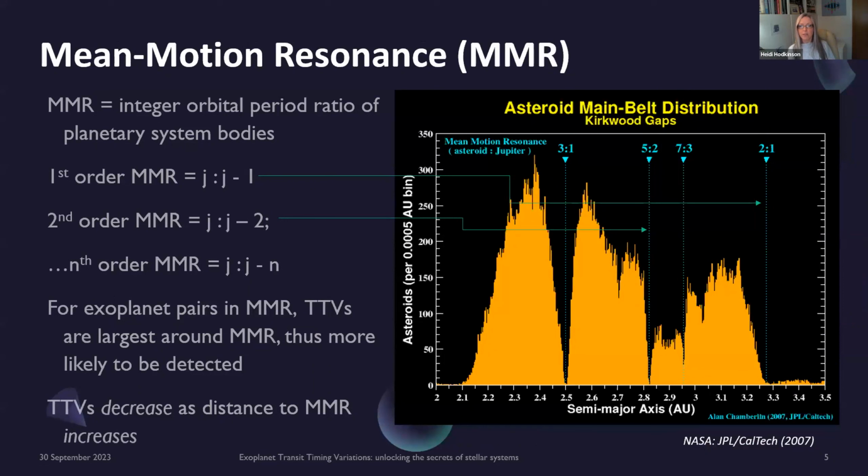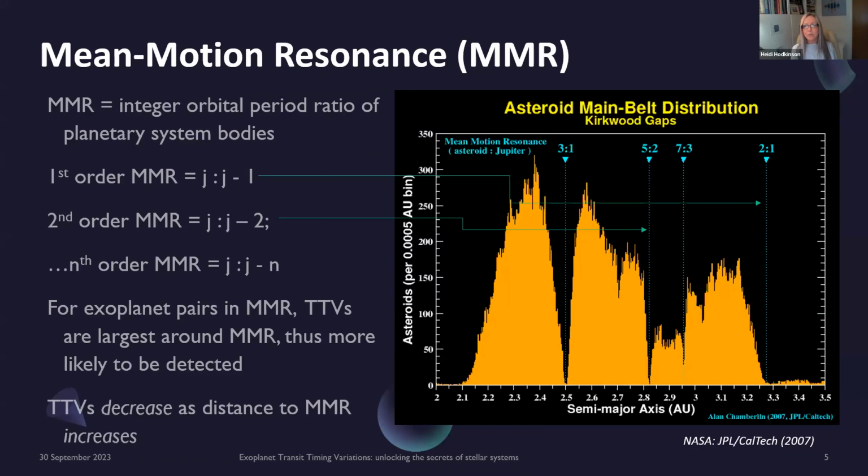Okay, so we'll just have a look at mean motion resonance first. So considering pairs of exoplanets in a system, when the ratio of the orbital periods is an integer, they are said to be in mean motion resonance, or MMR for short, which is an unstable configuration for planets that get close enough to gravitationally perturb one another.